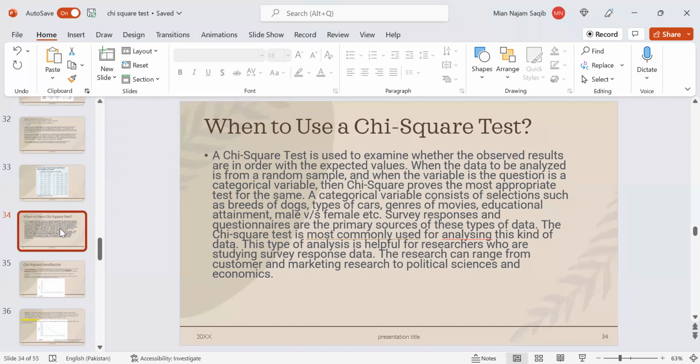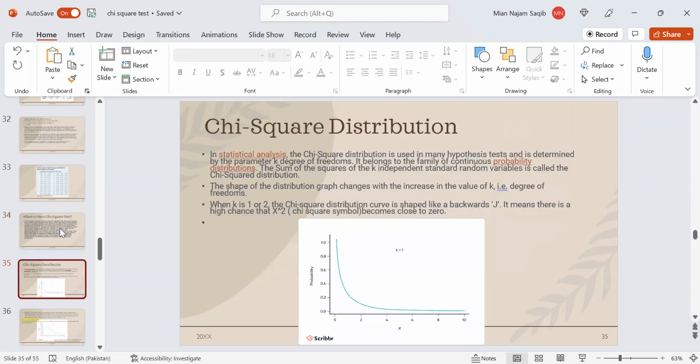A categorical variable consists of selections such as breeds of dogs, types of cars, genres of movies, educational attainment. Survey responses and questionnaires are the primary sources for this type of data. The chi-square test is most commonly used for analyzing this kind of data. This type of analysis is helpful for researchers who are studying survey response data. The research can range from customer and marketing research to political science and economics.